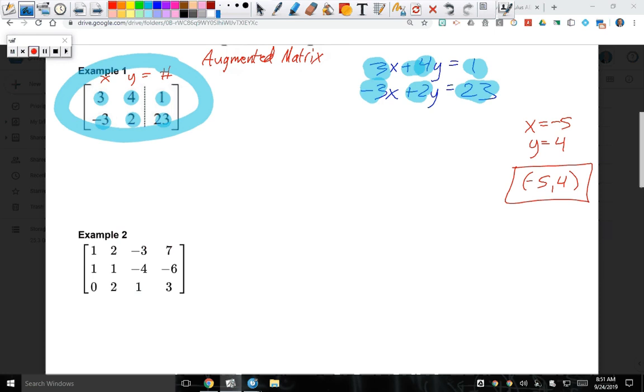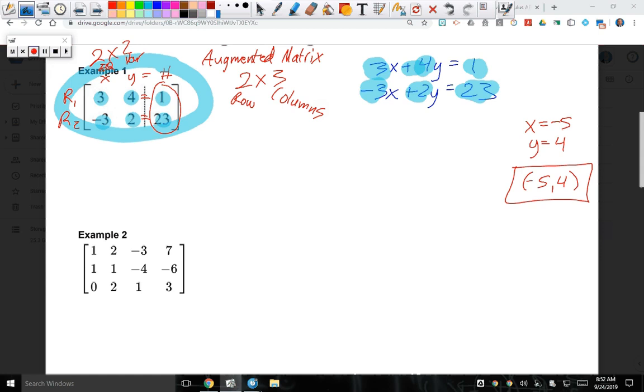It's when you've included the constants. Okay? So what this used to be called a 2x2 system, two equations with two variables, as an augmented matrix is called a 2x3 system. Two rows, row 1 and row 2, and 3 columns.